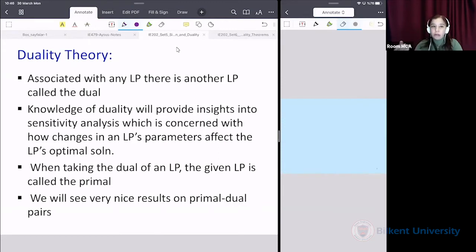All right, be careful though. Associated with any LP, there exists another LP. So the duality is defined for linear programs, which shouldn't have binaries or integers. But for any LP, we can create another LP. And these two LPs have very nice relationships with each other that we will utilize in our optimization search methods. Now, knowledge of duality will provide insights into sensitivity analysis, which we will come to in a couple of weeks, which is what happens when you change the parameters.